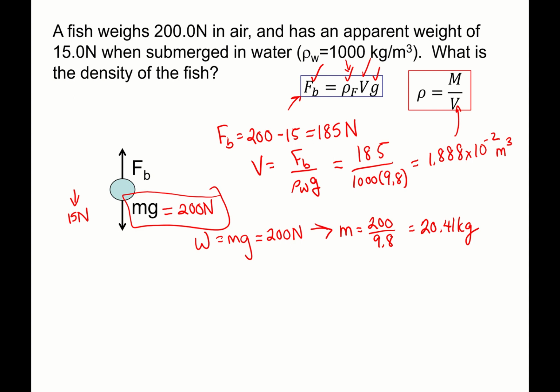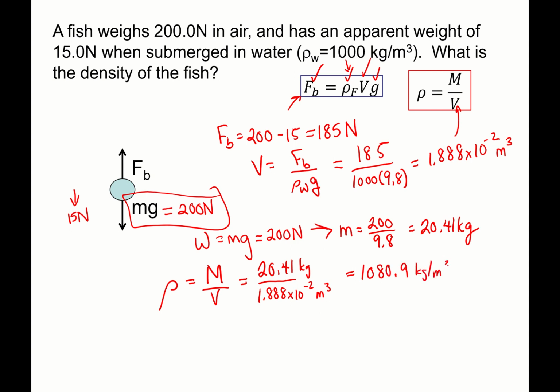All right, so what's my final answer? My final answer is that the density is mass over volume. And so now I just put in my numbers that I calculated. 20.41 kilograms over the volume, 1.888 times 10 to the minus 2 cubic meters, and I get 1,080.9 kilograms per meter cubed. And I've got to go to, let's see, looks like 3 significant figures. So 1,080 kilograms per meter cubed.